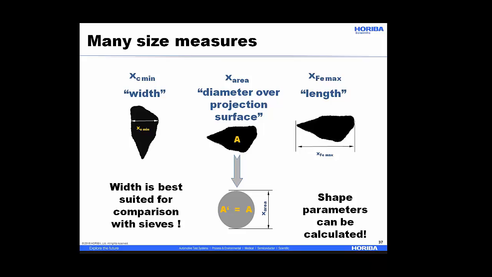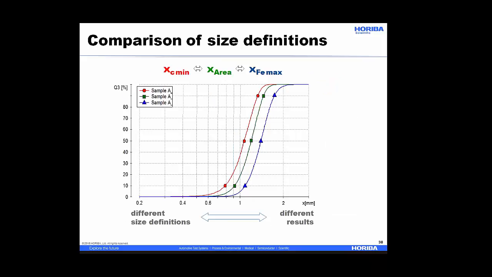As an aside, and I think I mentioned this once before, shape parameters can be calculated. So you can take the ratio of the area to the perimeter. You can take a ratio of the width to the length to find an aspect ratio, and so on.